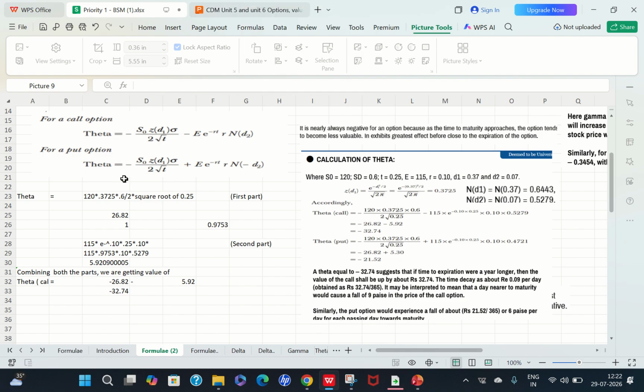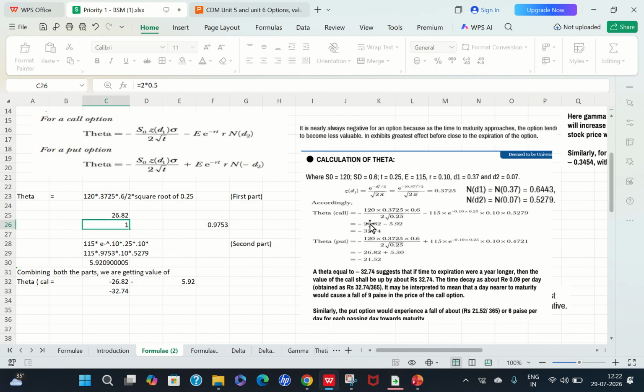Here theta is equal to the same thing, minus 120 into 0.725 into 0.6 divided by 2 root 0. The first part remains as is. The 26.82 remains as is. Here minus, here it is plus. 115 into e to the power of minus, the value we got for this one is 0.9753. That into 0.10 into 0.4721.